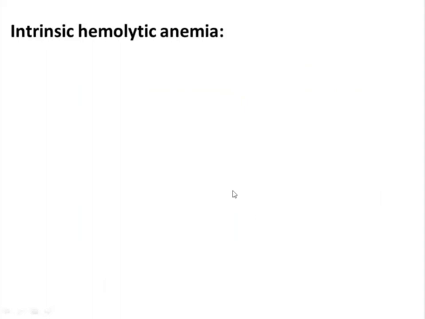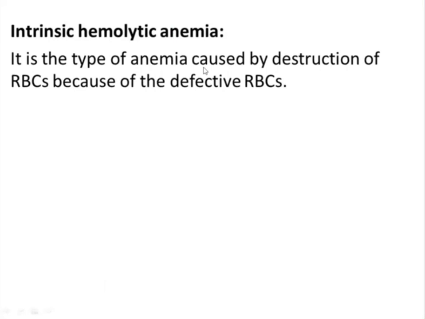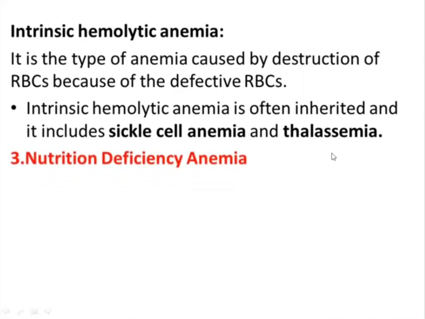Then we will see the intrinsic hemolytic anemia. It is the type of anemia caused by the destruction of the RBC because of the defective RBC, right? Defective means abnormal shape of the RBC. Intrinsic hemolytic anemia is often inherited and it includes sickle cell and thalassemia, right? The examples for this anemia are sickle cell anemia and thalassemia. These are the hemolytic anemia.